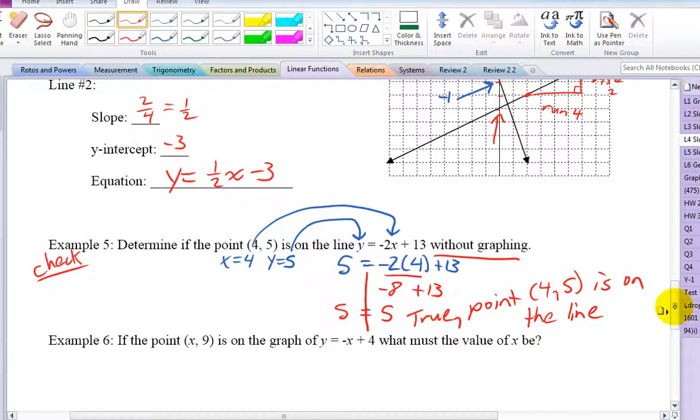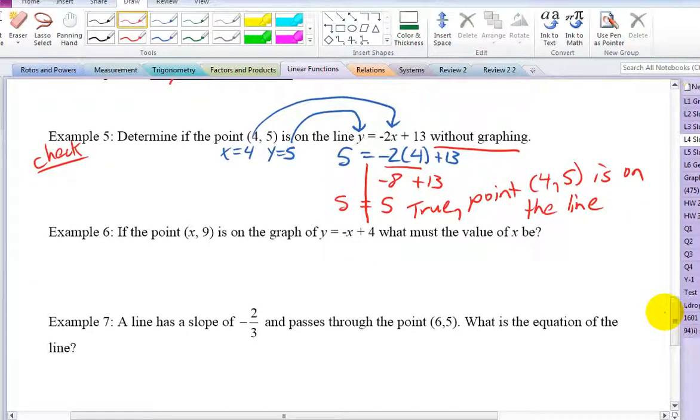Okay. Good. Next. Now what we're saying is y equals 9. What does x equal? So what we have to do is substitute 9 in for y and solve. This is just like last year where we were solving. So 9 equals negative x plus 4.